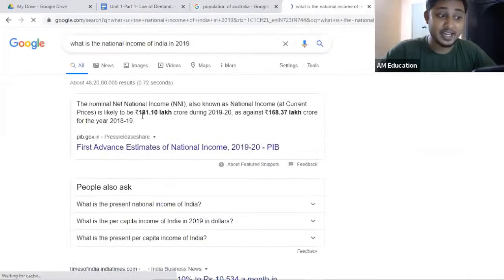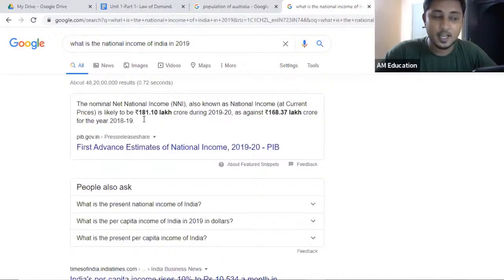Oh, 181.10 lakh crores. Lovely, no? In the year 2020, the national income at current prices is 181.10 lakh crores. That is the value of goods and services produced in the country this year. Right? Now, this is the national income.